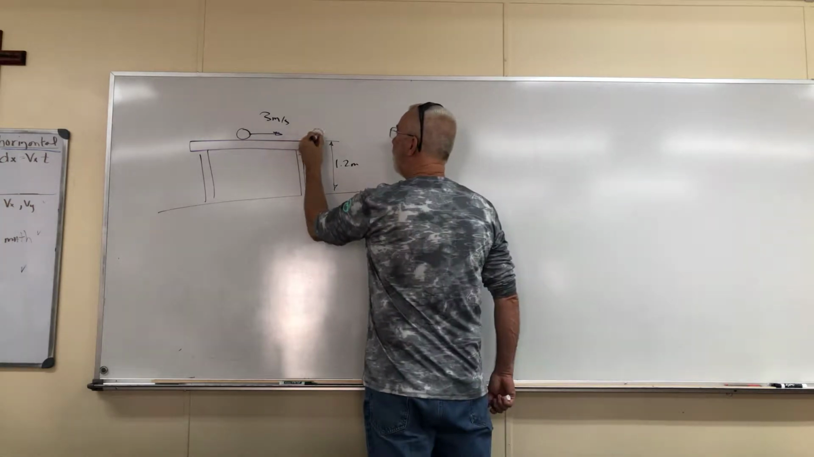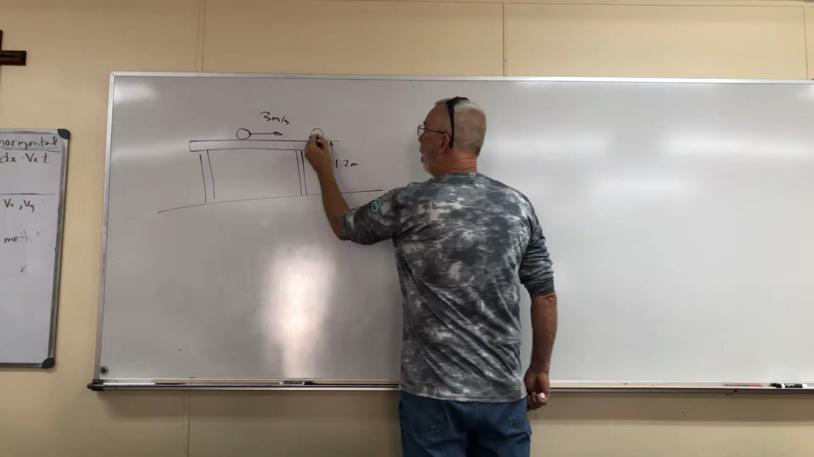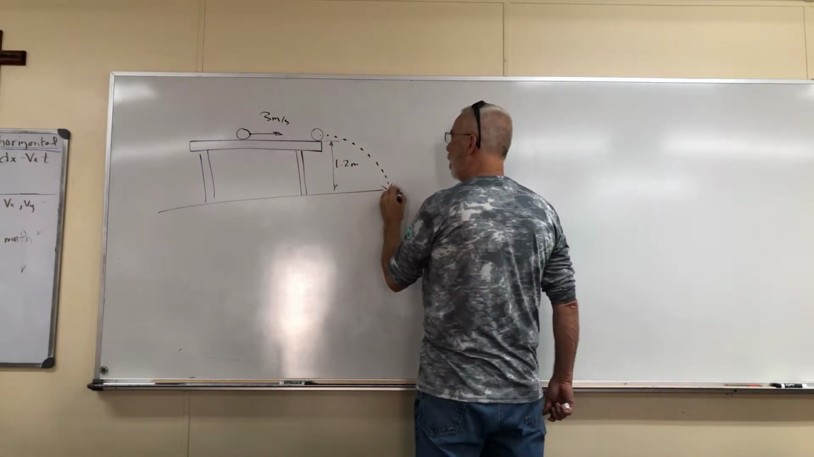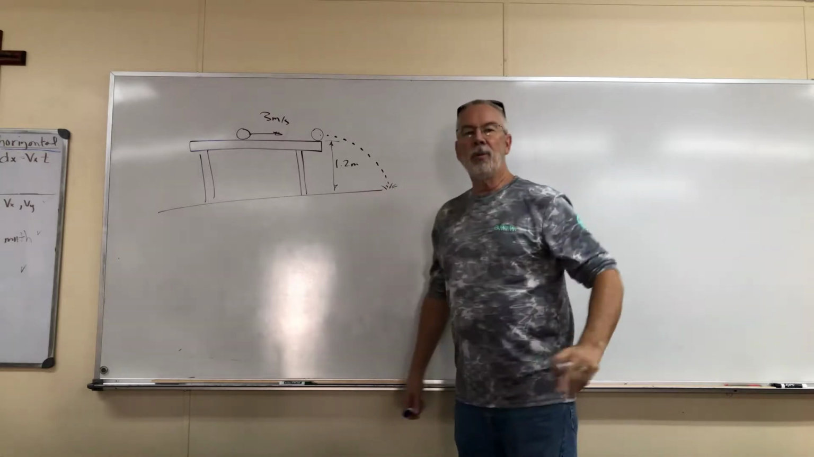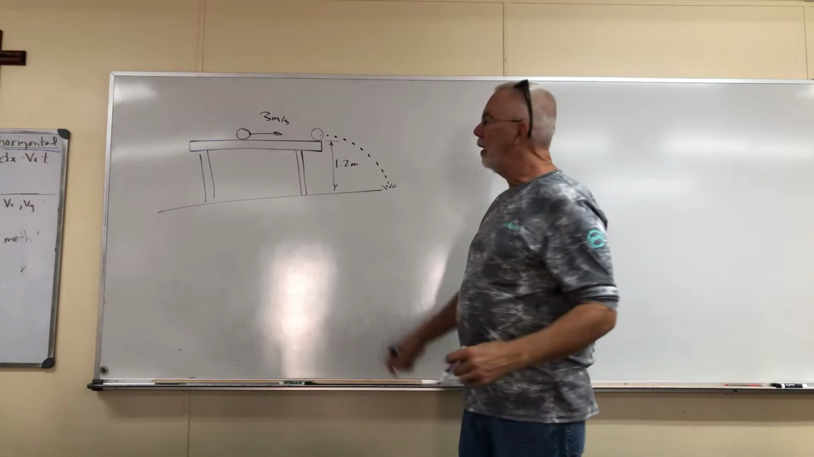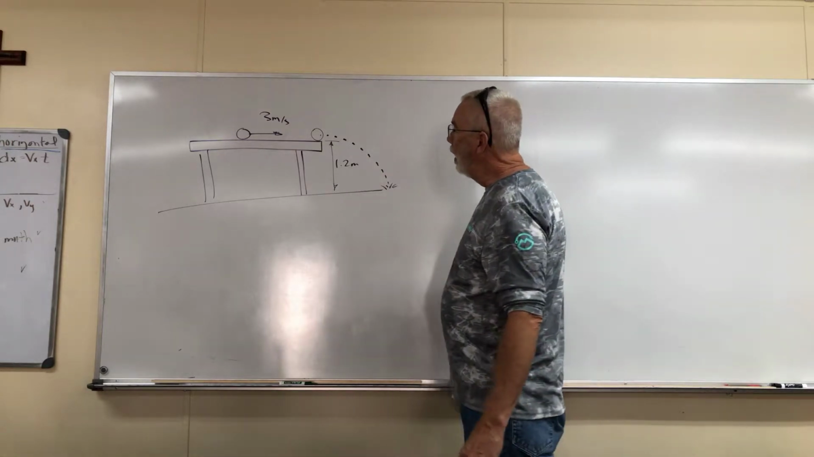But when it gets to the very edge of the table, we all know that the ball is going to follow a curved pathway and land somewhere over here as a result of the vertical motion that's also a part of this problem. So here's what we need to know.